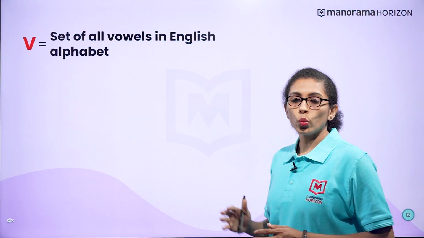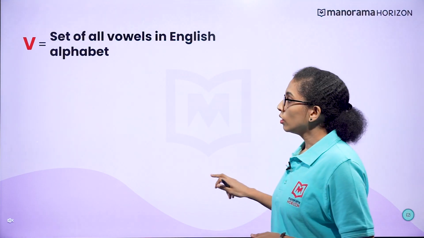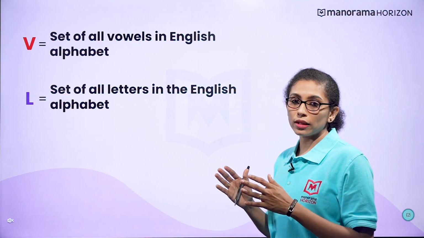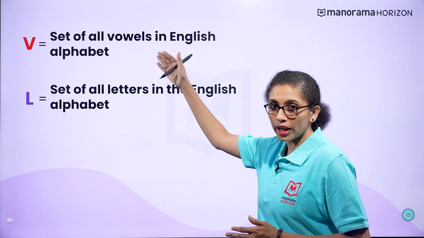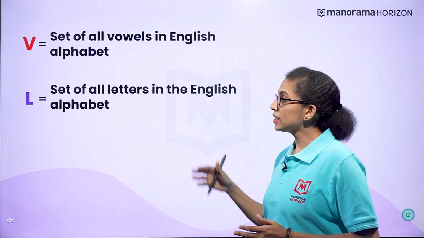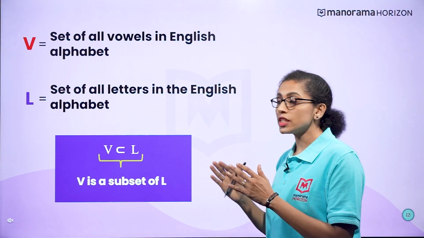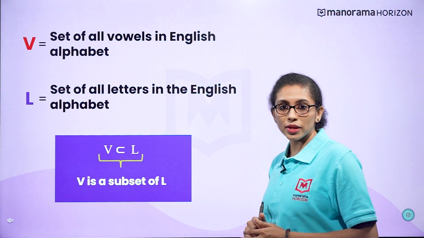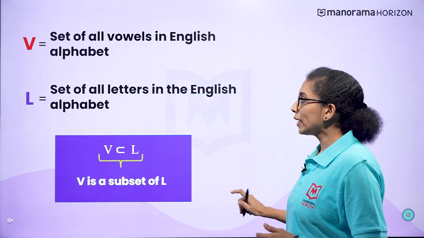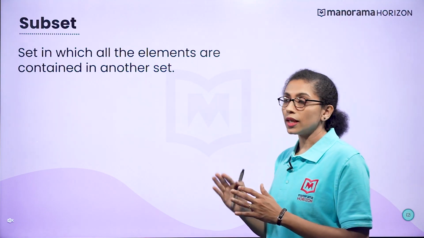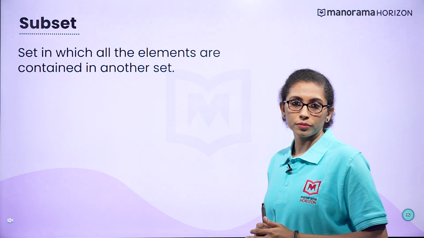Consider the sets V is equal to the set of all vowels in the English alphabet, L is equal to the set of all letters in the English alphabet. We note that every element of V is also an element of set L. Or we say that V is a subset of L, and it is represented as V ⊂ L. So, we can define a subset as a set which contains the entire elements of some other set.